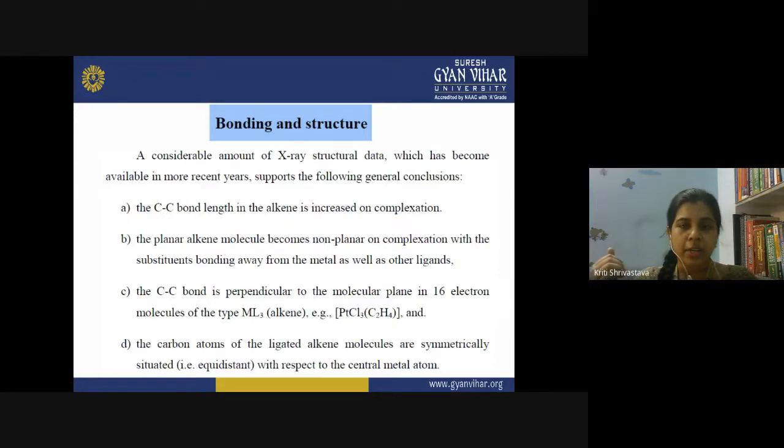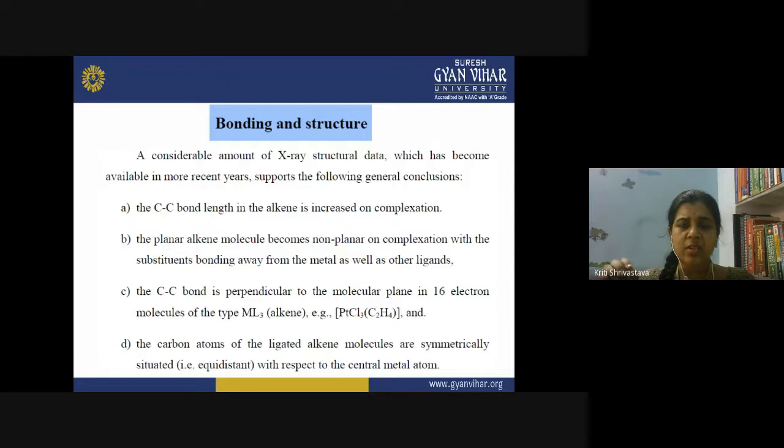Then the third point is that the carbon-carbon bond is perpendicular to the molecular plane in 16 electron molecules of the type ML3 alkene, for example, Zeise's salt. Especially in complexes like ML3 alkene, where we have three similar ligands and one alkene molecule attached to the metal atom, the C=C bond remains perpendicular to the molecular plane in the 16 electron molecules.